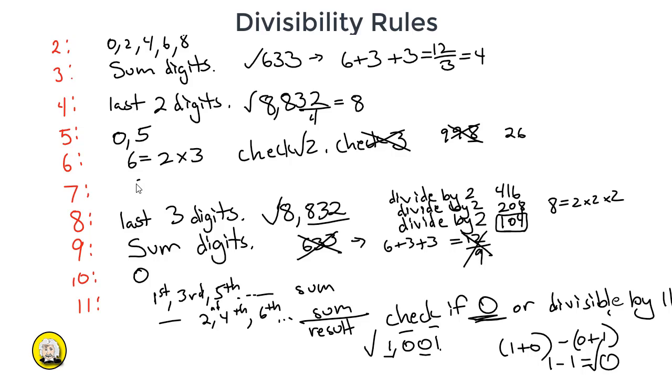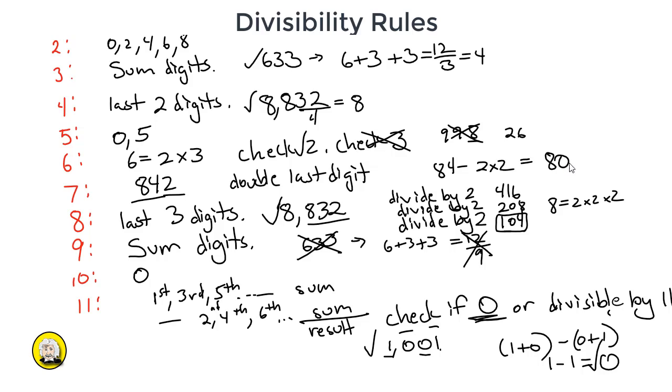7, not my favorite, but it works as follows. If I have a number, say 842, what I want to do is take my last digit and double it, and subtract that. In this case, that's 2 times 2 or 4, and subtract that from the remaining digits, 84 in this case. So 84 minus 4 is 80, and now I want to test 80 to see if it's again 0 or divisible by 7. 80 is not divisible by 7, so I know 842 is not divisible by 7.